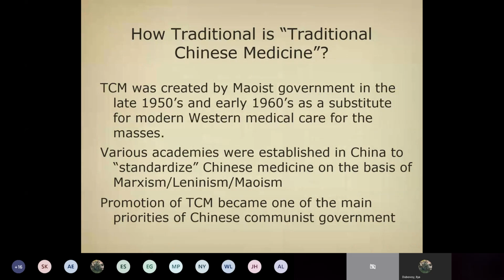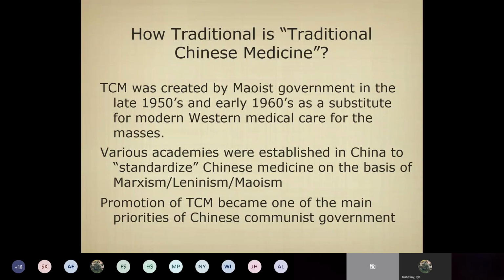The term traditional Chinese medicine is actually more of a modern invention on the basis of some of these classical techniques, but it's important to remember that it underwent a significant standardization and simplification under Maoist control in the 50s and 60s.